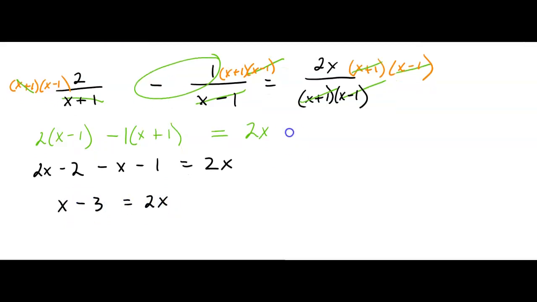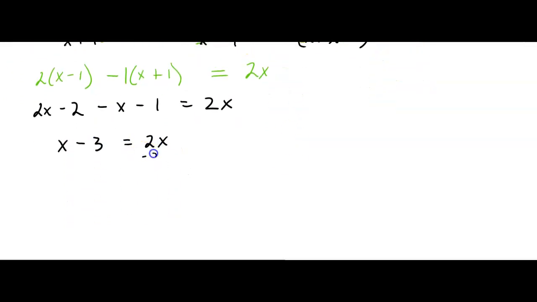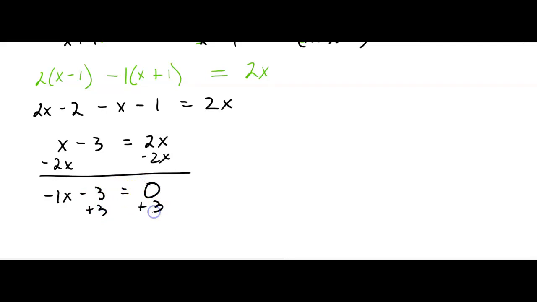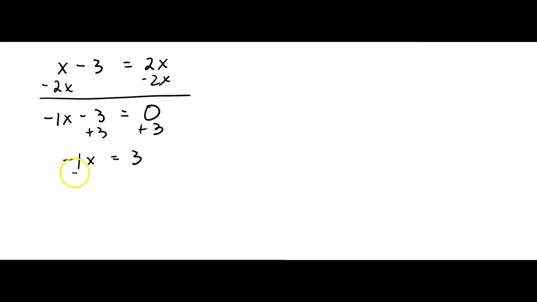So I keep going. I'm going to subtract 2x from both sides. That's how I would do it. Some people would subtract x from both sides, but I don't care. I probably should have done that. Oh well. Add 3 to both sides, and I get negative 1x equals 3. I should have gone to the right this time. I usually go to the left. But that's okay. I get x equals negative 3.